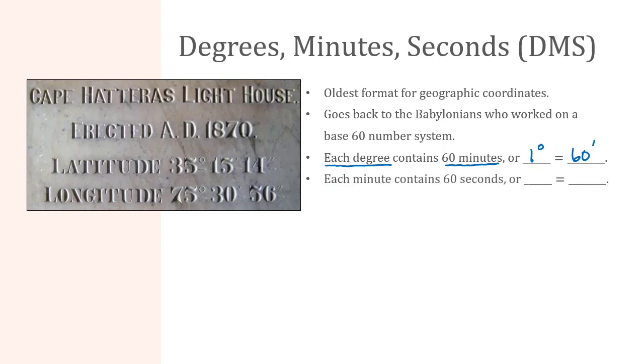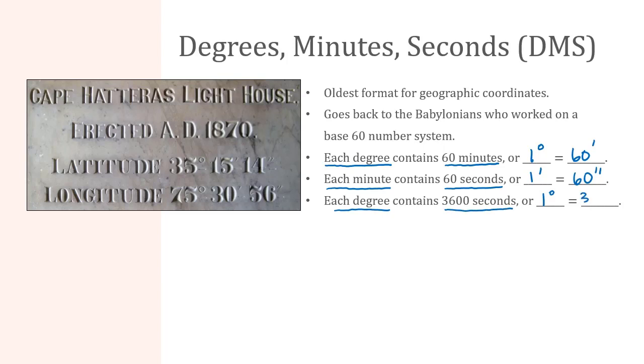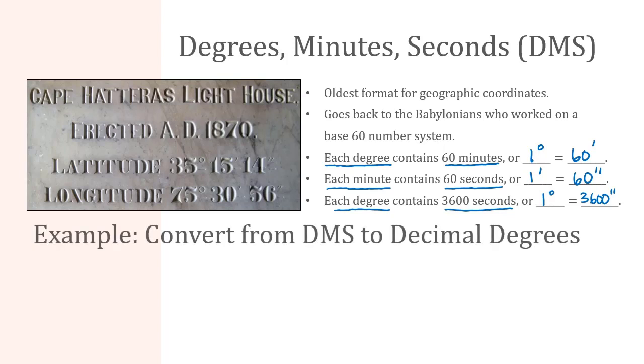Each minute, so each 1 minute, contains 60 seconds. So 1 minute is equal to 60 with now 2 hash marks above it. So we know degrees to minutes, we know minutes to seconds. The last one here that maybe we want to define is degrees to seconds. So each degree, we know that a degree is 1 with the little circle notation above it. And each 1 degree contains 3,600 seconds.